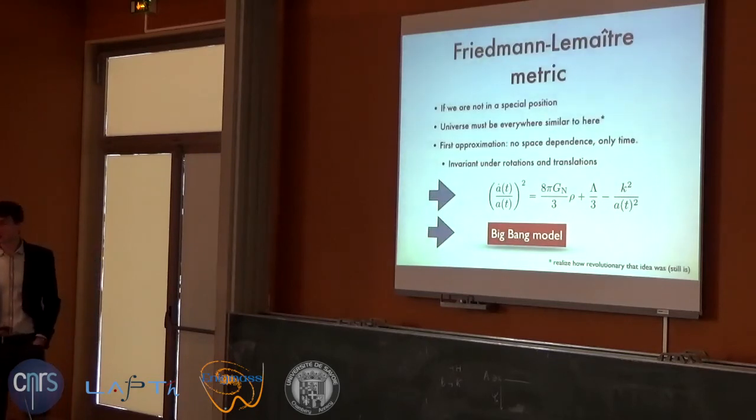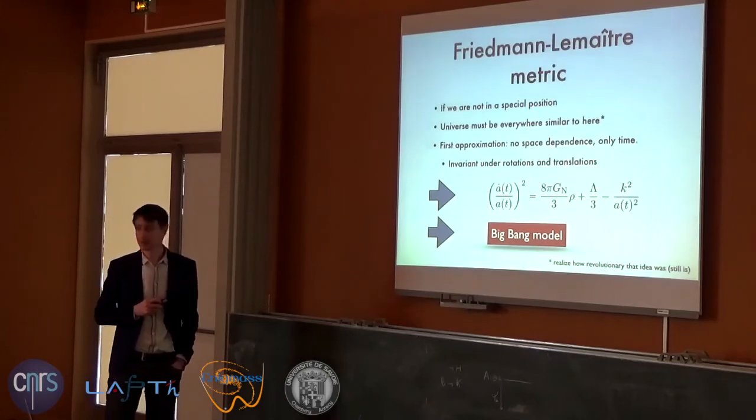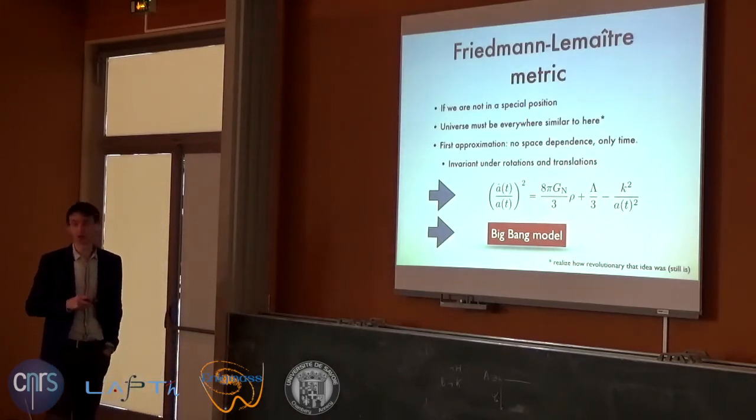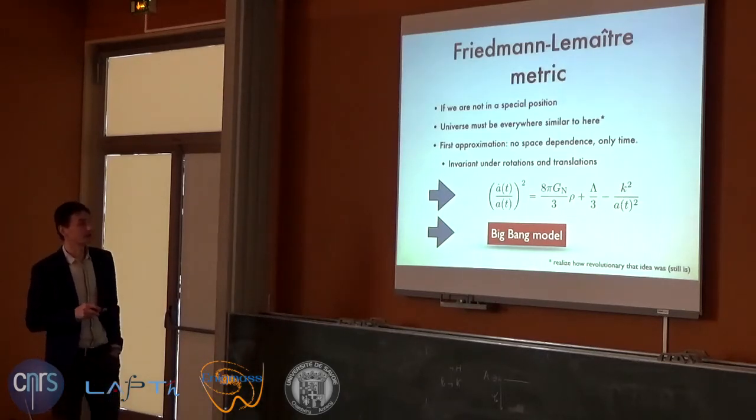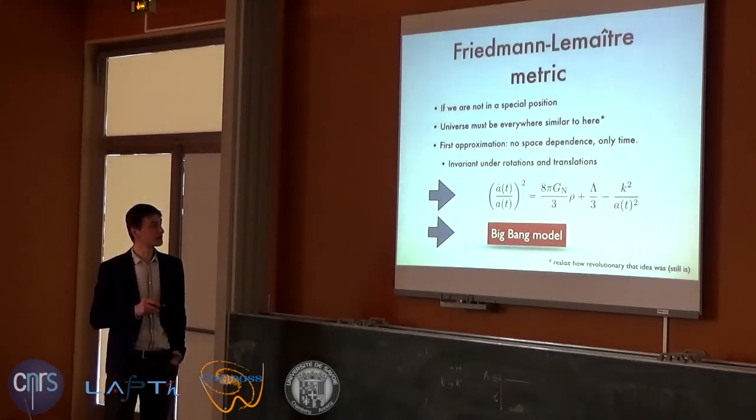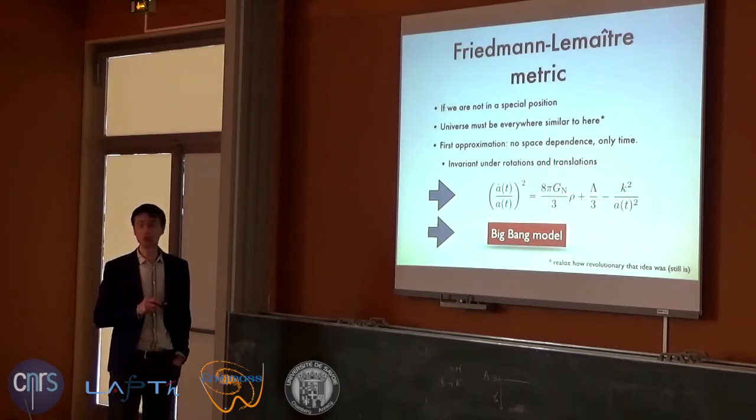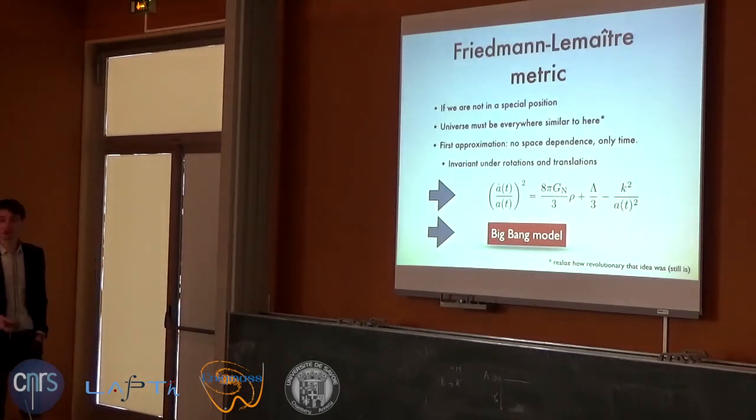The universe is best described by the Friedmann-Lemaitre metric, saying that if we don't live in a special position, the universe must be everywhere similar to here. So at first approximation, there is no space dependence, possibly a time dependence. And this space-time is invariant under rotations and translations, and from realizing this point, you can put these symmetries into Einstein's equations and you end up with an equation that gives the time dependence of the scale of the universe as a function of the energy density, the dark energy density, and the possible spatial curvature. Because if the universe is spatially closed or spatially open, there is still no special position.